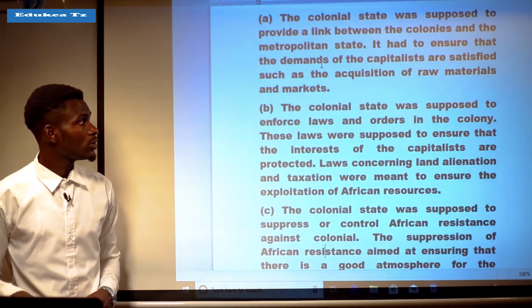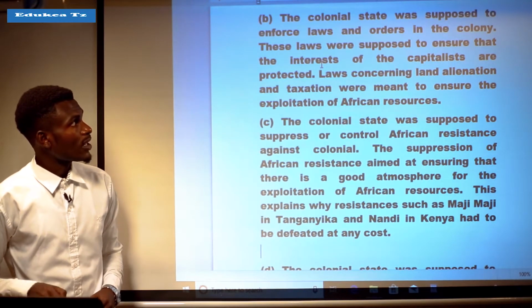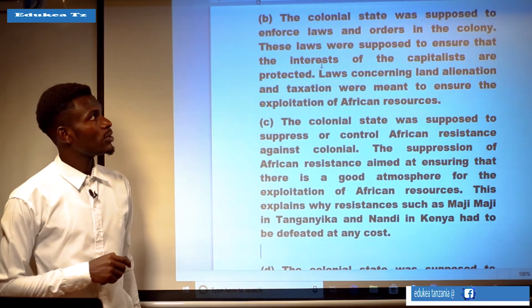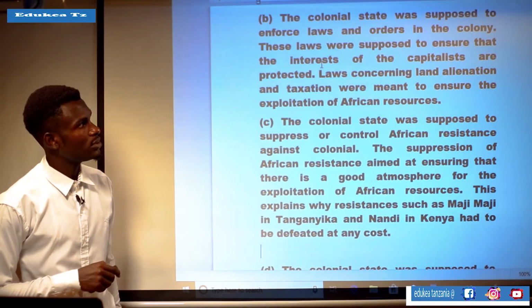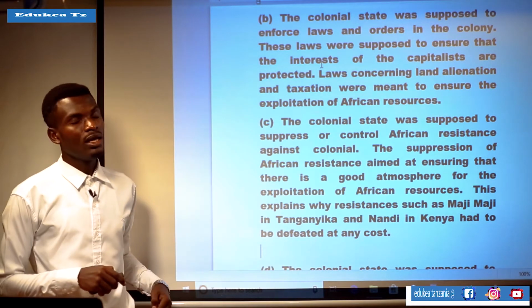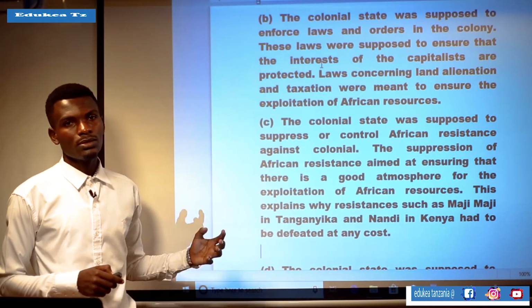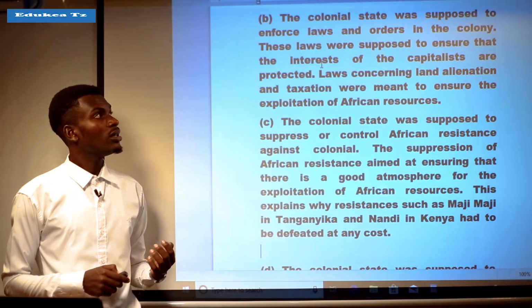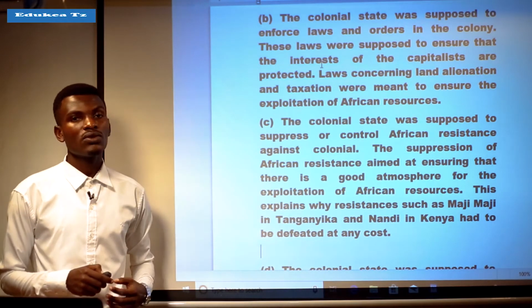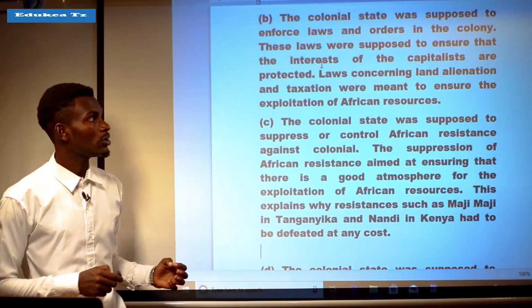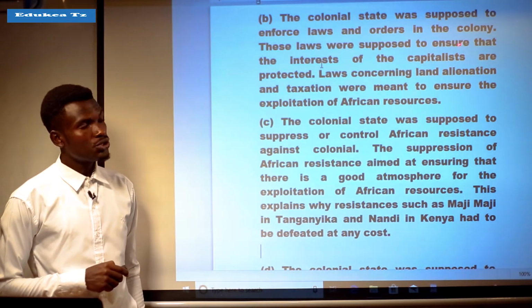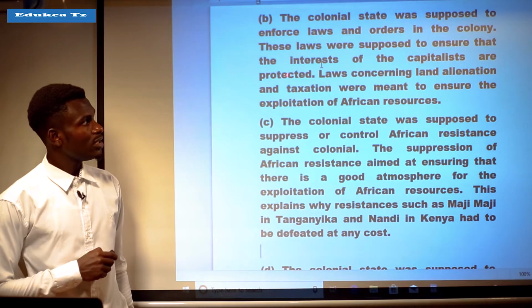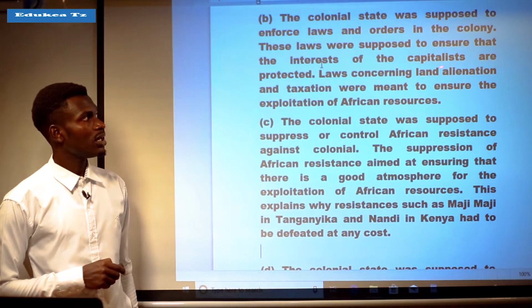The second one was that the colonial state was supposed to enforce laws and order in the colony. It means that the colonial state was established in order to ensure the enforcement of laws and order in the colony. These laws were supposed to ensure that the interests of the capitalists are protected.